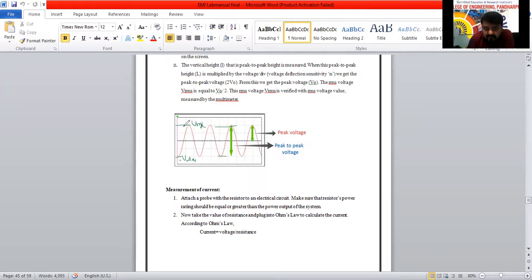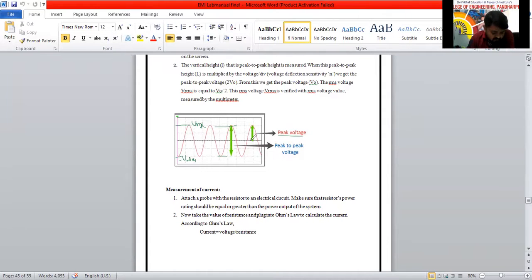This is the peak value. This is the minus side peak value. So peak to peak here now. That is called peak to peak voltage. And this one is only peak voltage, or maximum voltage, we are going to call here.